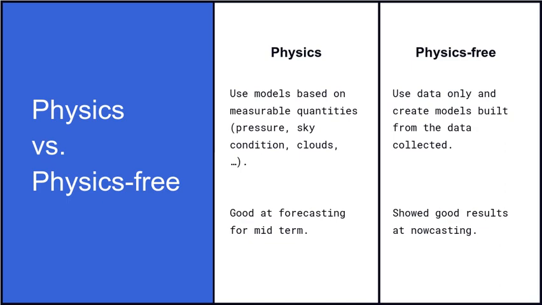These models show good results in predicting the weather in the span of the upcoming 6 hours, or what we call weather nowcasting. In this workshop, we will be talking about the second approach, or the physics-free approach, which uses machine learning techniques to make predictions.